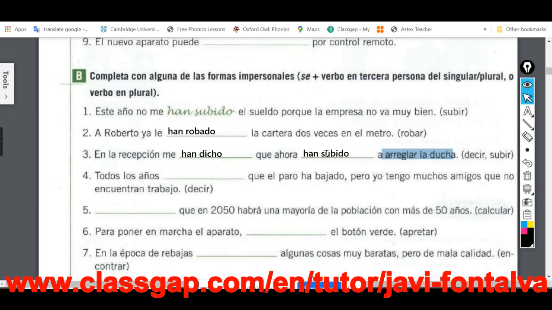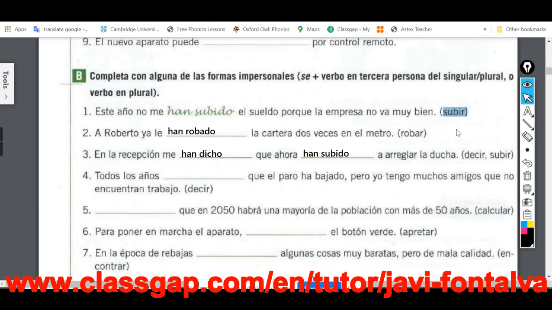Okay. So subir means to go up or to raise, rise. For this salary, it was subido el sueldo, so raise the salary. What is the opposite of subir, by the way? Bajar, yeah, go down, kind of.